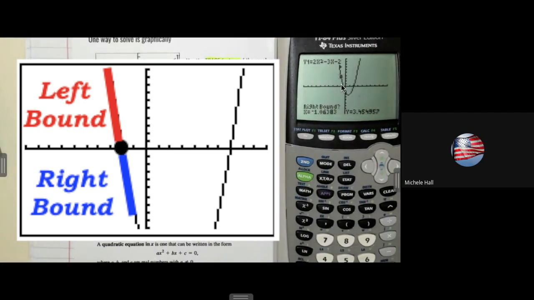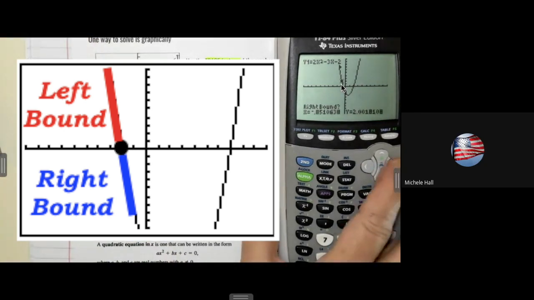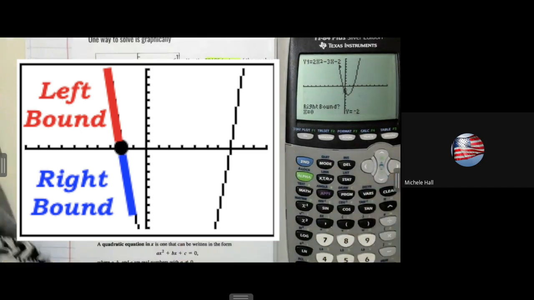And now it's going to ask for a right bound. So what do I do? I scroll over and I go down to the bottom. I'm on the bottom of it. Now my cursor is on the right-hand side of that x-intercept. You've got to give it a left side and a right side so it can look at the arrow up here. This arrow popped up.